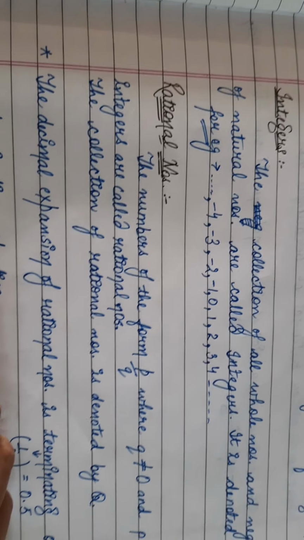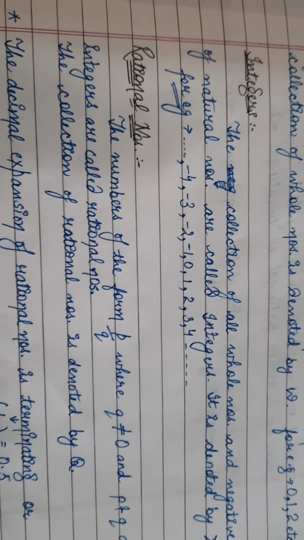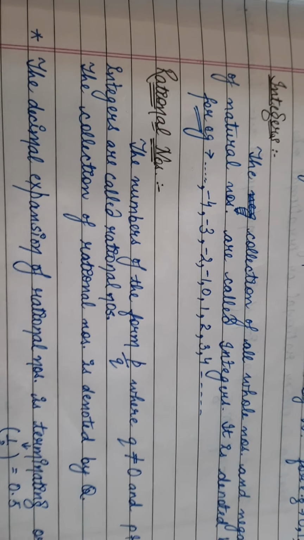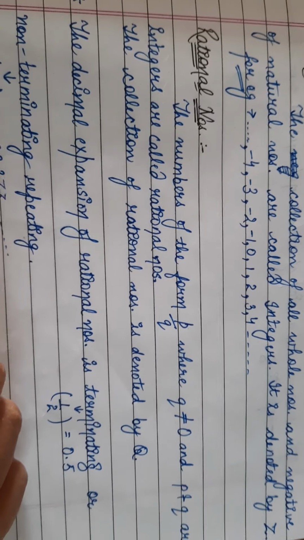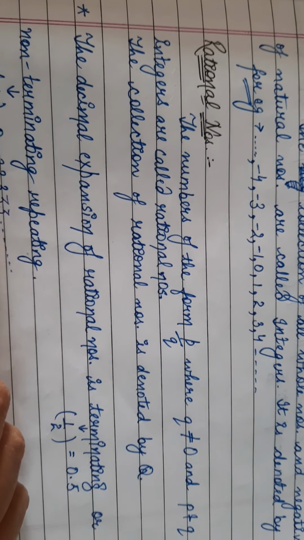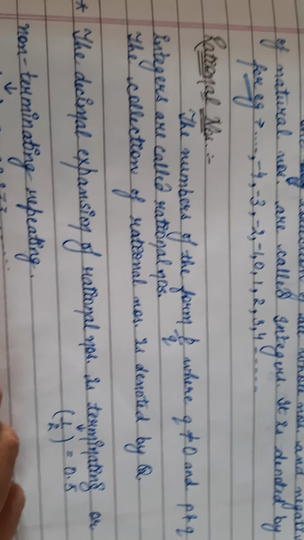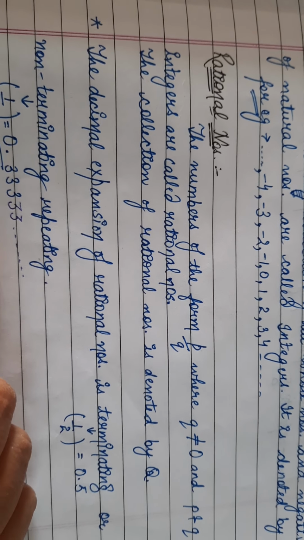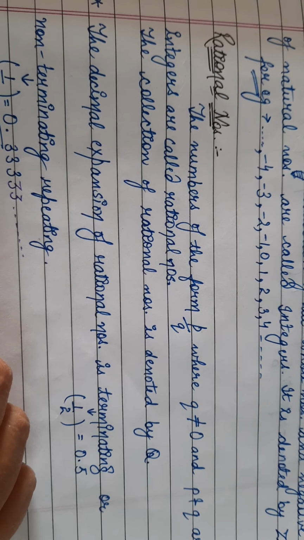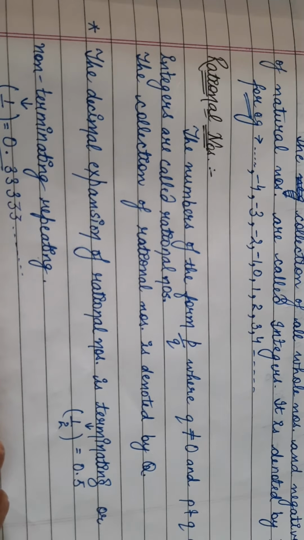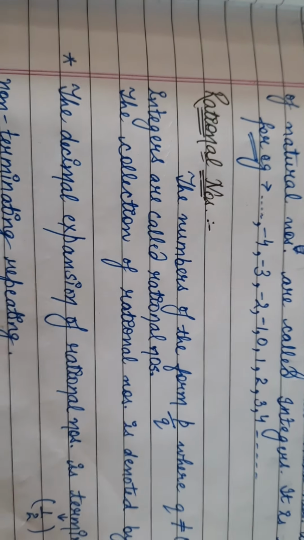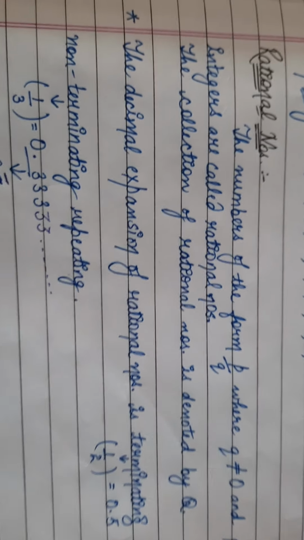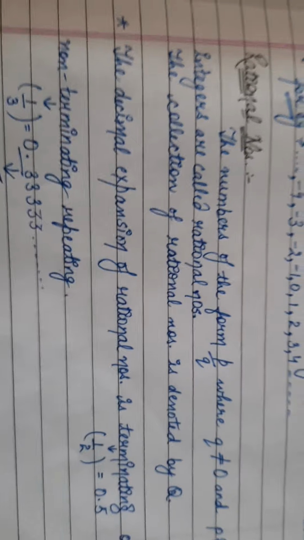Next are the rational numbers. The numbers of the form p by q, where the denominator q is non-zero and p and q both are integers, are called the rational numbers. The collection of rational numbers is denoted by Q. Now if we write the decimal expansion of a rational, for example 1 by 2, this is a rational number, and its decimal expansion is equal to 0.5, which is terminating.